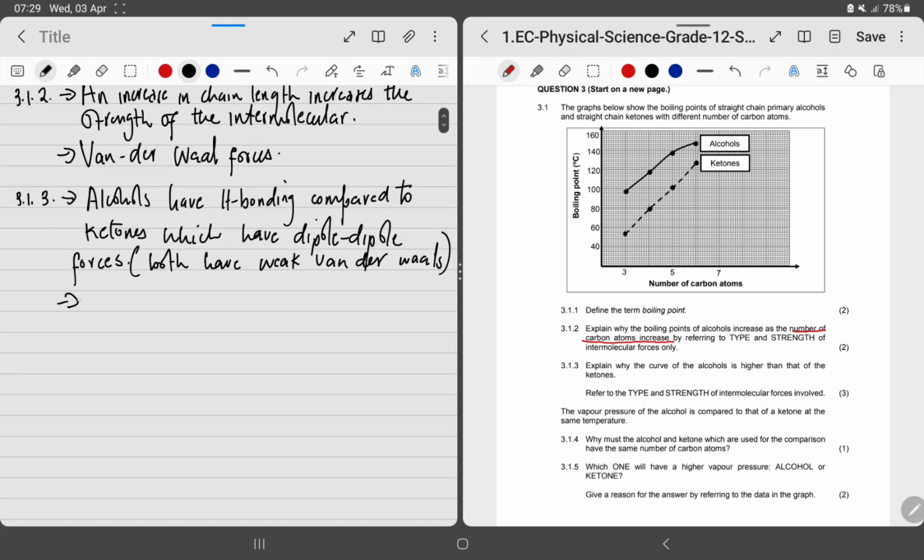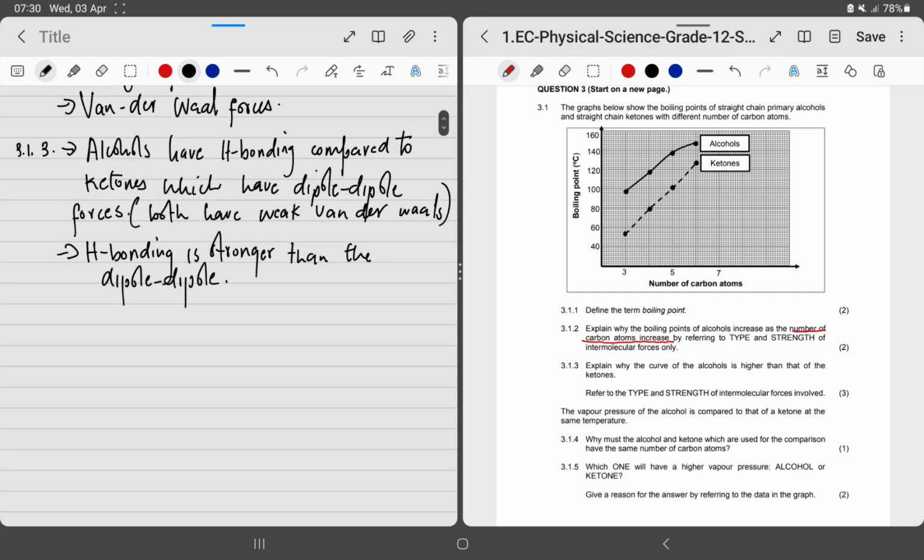Okay. And then now we need to refer to the strength. H bonding is stronger than the dipole. They say that we should refer to the type and strength only. The vapor pressure of the alcohol is compared to that of a ketone at the same temperature.